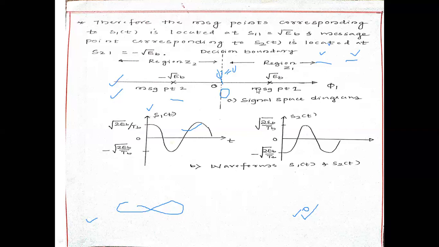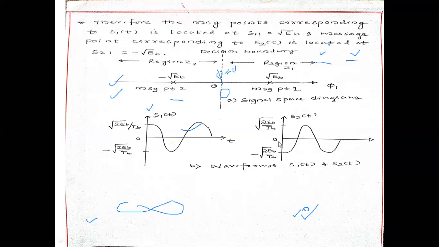And the message point 1 is S11, which is square root of Eb. So it is a positive quantity, so it always lies on the positive phi 1 axis. So it is square root of Eb. And S21 is equal to minus square root of Eb. So it is a negative quantity, so it is on the negative phi 1 axis, minus square root of Eb. So this is how we locate the two message points in terms of their energy content, square root of Eb, in the signal space diagram. It is also known as the constellation diagram.